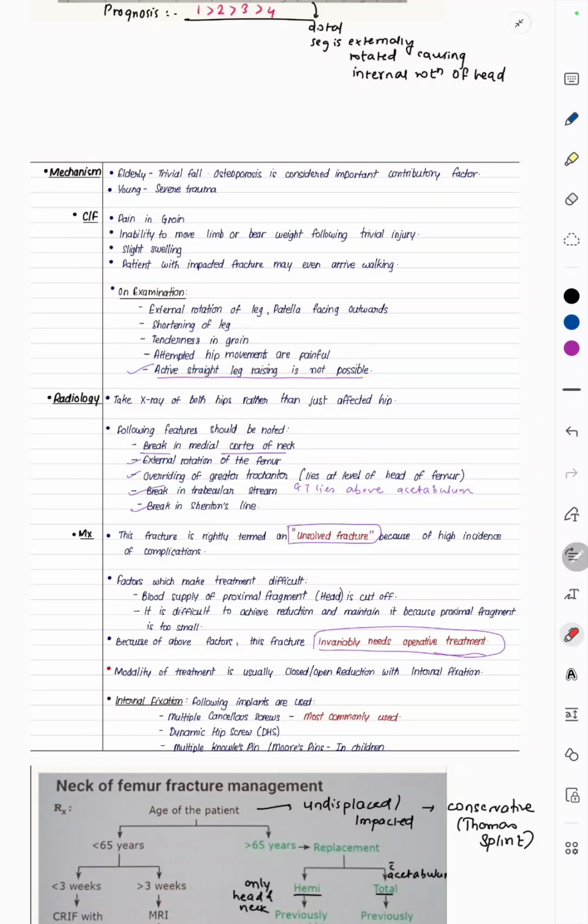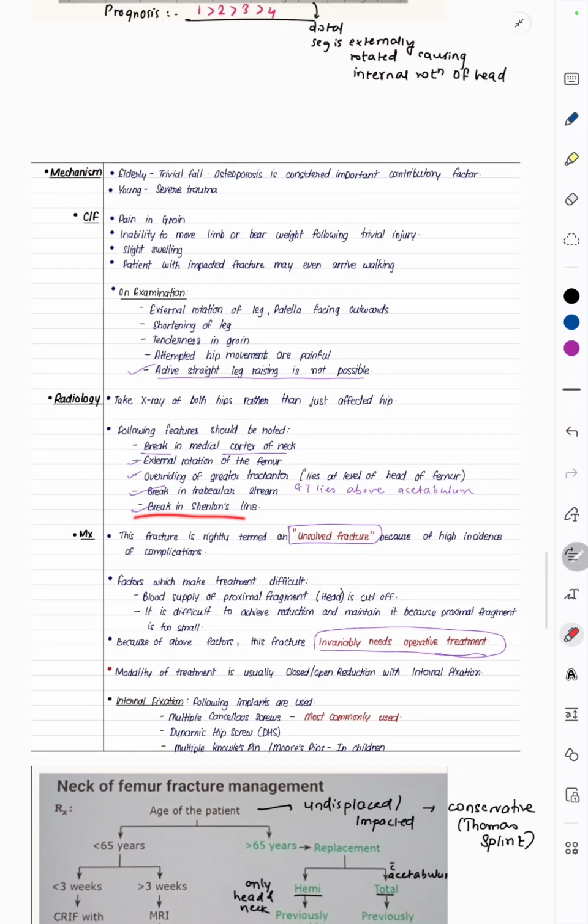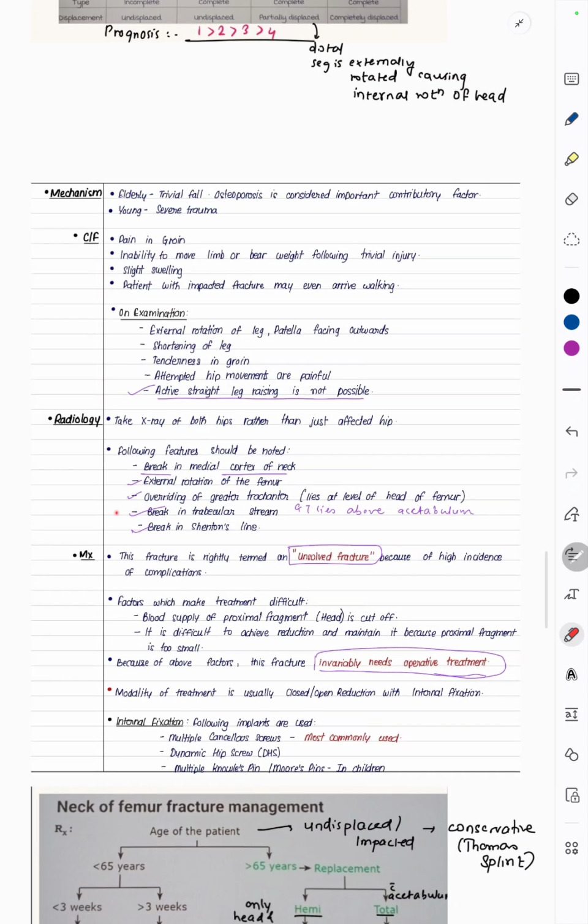On the radiological features, the X-ray shows a break in the medial cortex of the neck, so Shenton's line will be broken. A break in the trabecular lines is present. Then there is overriding of the greater trochanter. There is shortening of the limb, so the greater trochanter is located at a level higher than the acetabulum, and external rotation of the femur happens.